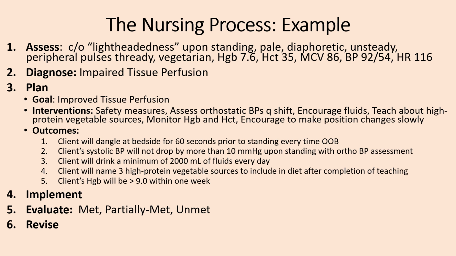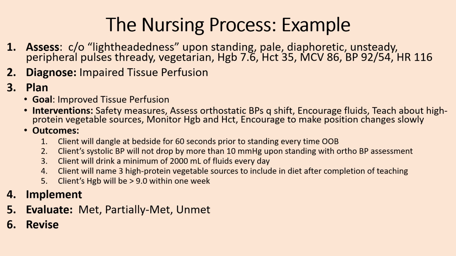And we need to put together a plan to help address this impaired tissue perfusion that our client demonstrates. So the goal that we're going to come up with is we'd like our patient to have improved tissue perfusion. How are we going to get there? We're going to plan some interventions. We're going to put some safety measures in place. We're going to check her orthostatic blood pressure every shift. We're going to encourage some fluid intake. We're going to teach her about some high protein vegetable sources because she is a vegetarian.